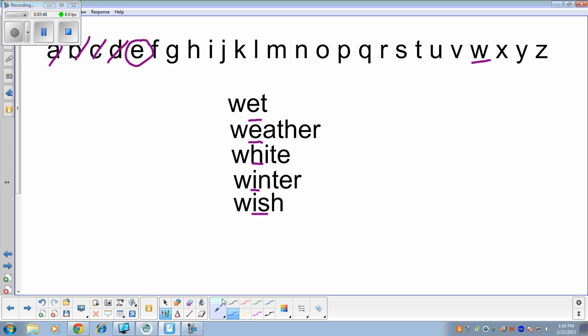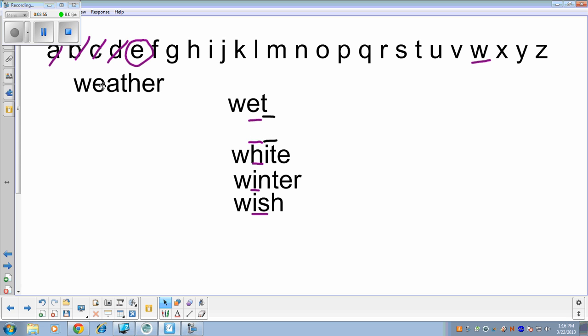So let's see here. I have T or A. I know right away that A is the first letter in the alphabet, so weather is going to go first, and then I go all the way down here. Wet is going to go second. Now I'm going to pick back up with my alphabet because I have weather and wet figured out.